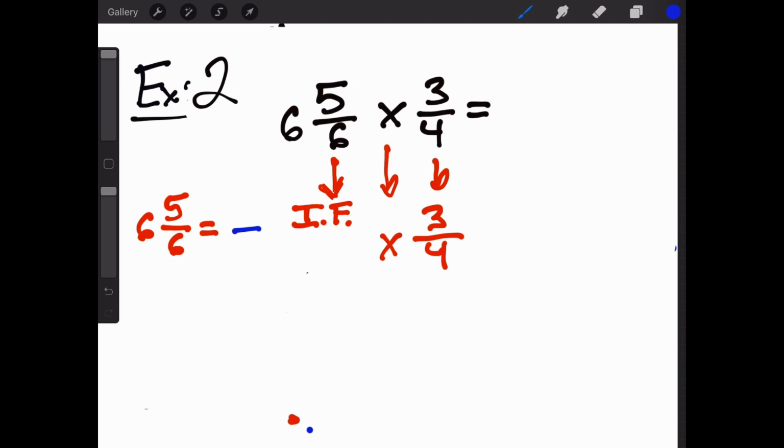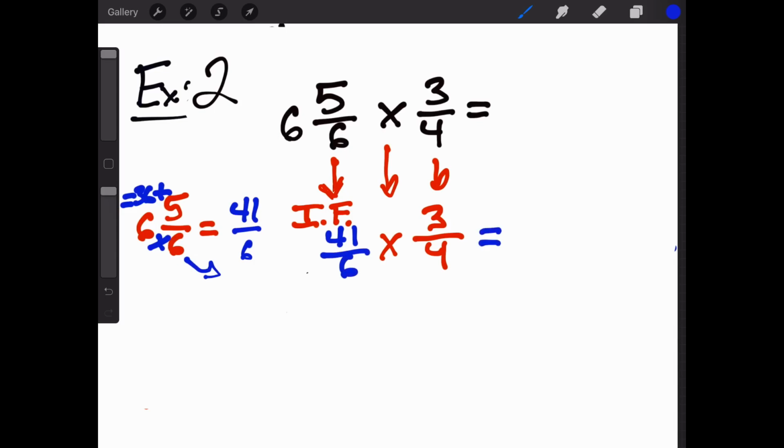Okay. So the 6 stays the same. You're going to multiply 6 times 6, which equals 36. Then you're going to add 36 plus 5 is 41. So your improper fraction is 41 over 6. You're going to write 41 over 6, and you're going to multiply it.